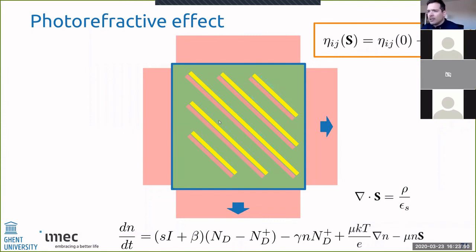So what you end up with is a refractive index grating, which is moved a quarter period with respect to the interference pattern. And you basically create a grating in your crystal. This effect has been studied a lot, and it's basically the underlying principle behind holography and so on.